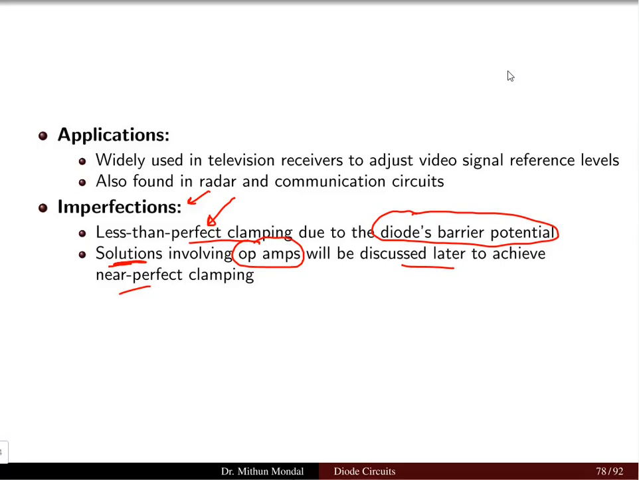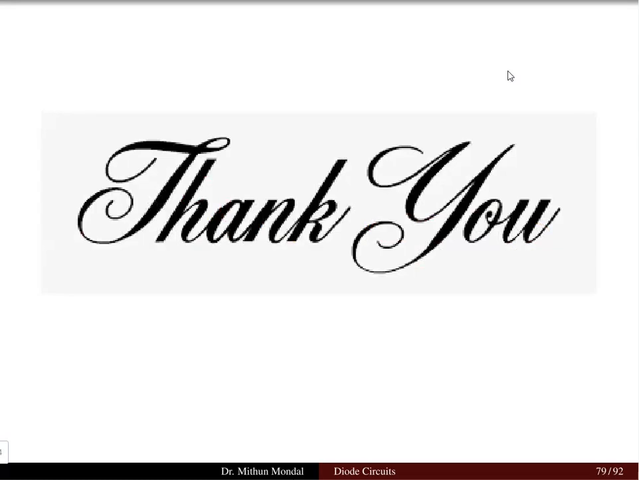So in this lecture we have discussed the clamper, and in the previous lecture we discussed the clippers. These two circuits are important when we try to put some DC voltage reference level.